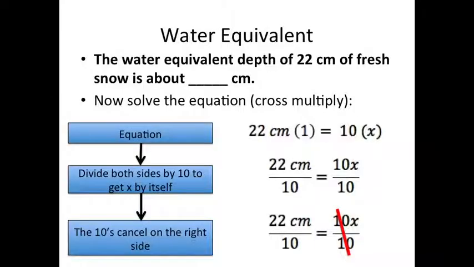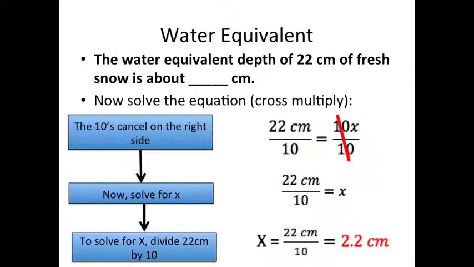Now you are going to want to get x by itself, so you will be able to solve it. To do this, you are going to divide both sides by 10 to get x by itself. On the right side, the 10's cancel. With the 10's canceling on the right, only x is left over on the right side. And on the left side is 22 centimeters divided by 10. Now solve for x by dividing 22 centimeters by 10. This will give you an answer of 2.2 centimeters.